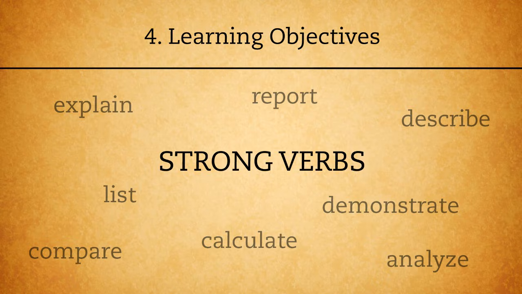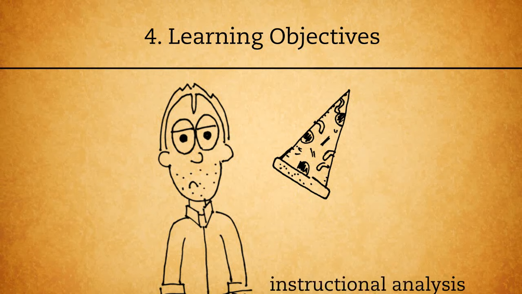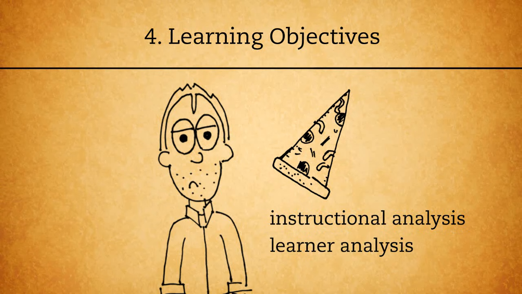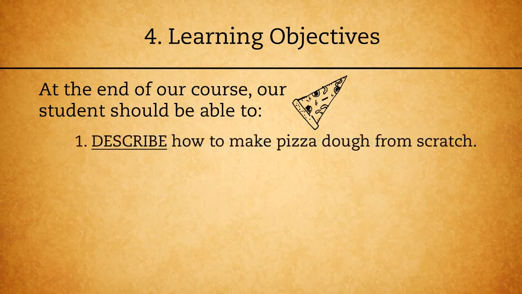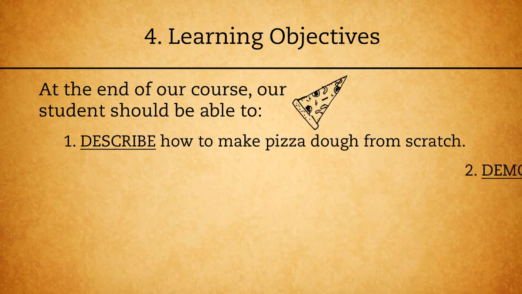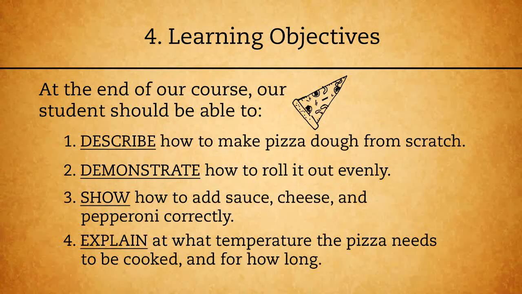In our example, we know our instructional goal is to teach your friend how to make a pizza, but we need to be more specific with our learning objectives. Based on what we learned in our instructional analysis and learner analysis, we can come up with some good learning objectives, like this. At the end of our course, our students should be able to describe how to make pizza dough from scratch, demonstrate how to roll it out evenly, show how to add sauce, cheese, and pepperoni correctly, explain at what temperature the pizza needs to be cooked and for how long. Knowing what our learning objectives are is going to go a long way in helping us design our course.